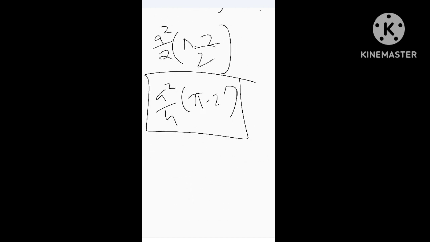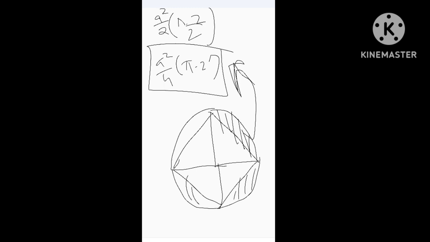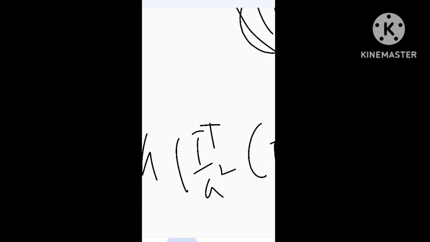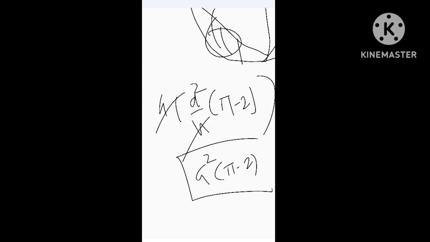And remember, this result is for a single quarter. This is the area of this part. So to find the total area, all the parts included, I just have to multiply by 4, because there are 4 parts. So it's 4 times a square by 4 times pi minus 2. The 4 and the 4 cancel, and this leaves us with a square times pi minus 2, which we got previously by geometrically subtracting the area of the square from the area of the circle. That's pretty nice.